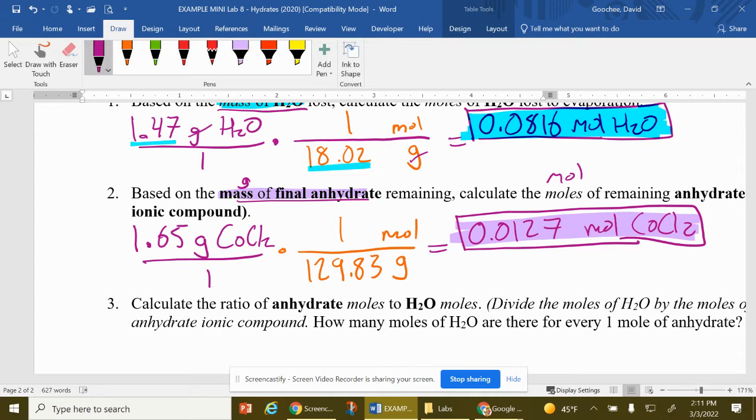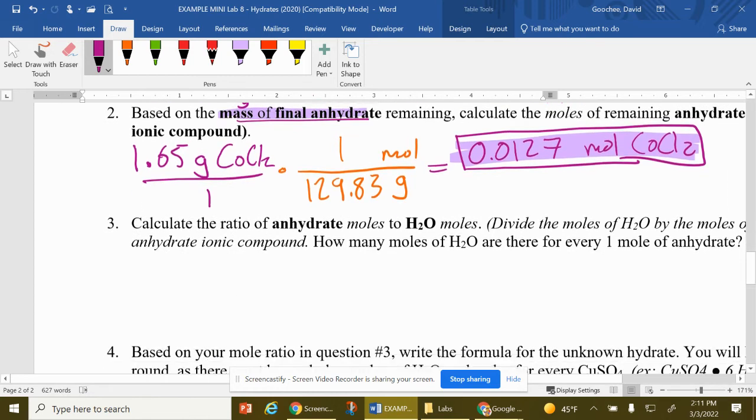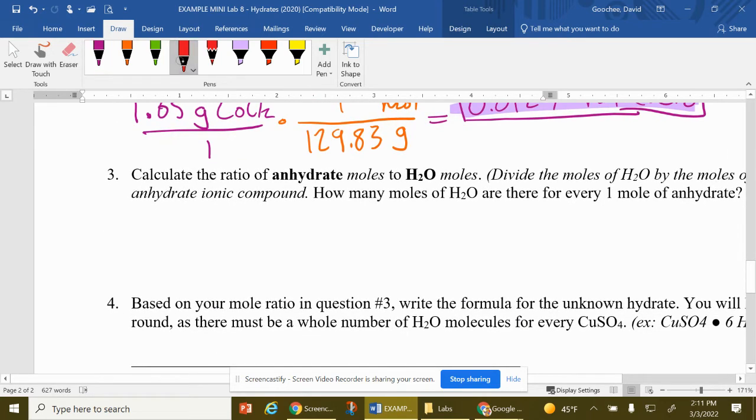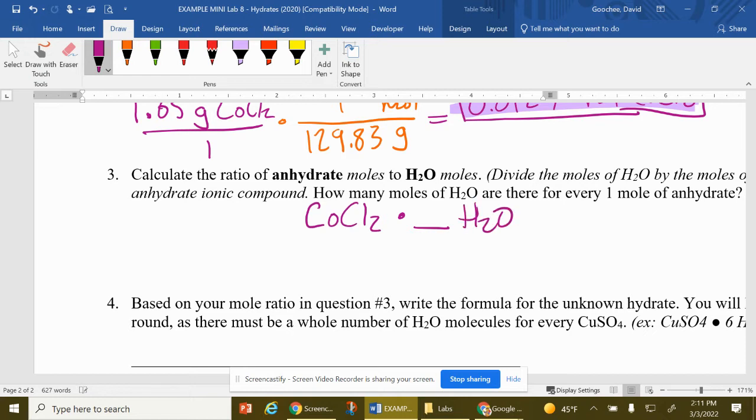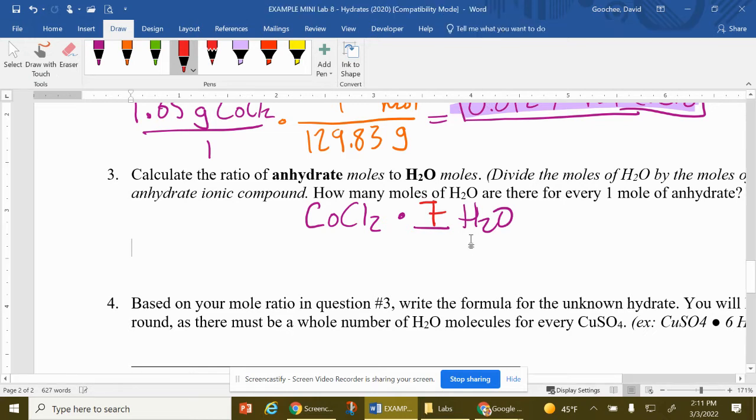So next, we need to figure out a mole ratio. Remember, the goal of this lab is we have some hydrate, in this case CoCl2, with some number of H2Os attached. Is it 3? I don't know. Is it 4? Is it 7? What is the number of H2Os attached to this compound?